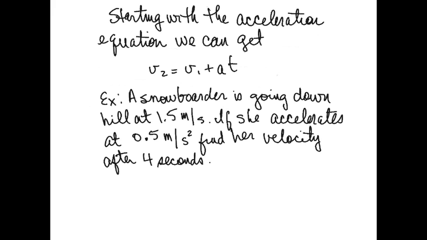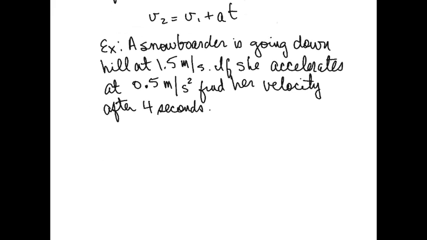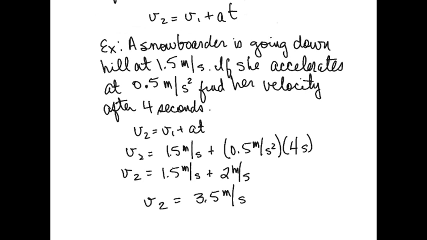Example, a snowboarder is going downhill at 1.5 meters per second. If he accelerates at 0.5 meters per second squared, find his velocity after 4 seconds. And obviously we're going to use the v2 equals v1 plus at. We start with the equation, plug our numbers in, as you can see there. v2 is equal to 1.5 plus 2 meters per second. And we end up with a final velocity after 4 seconds of 3.5 meters per second.